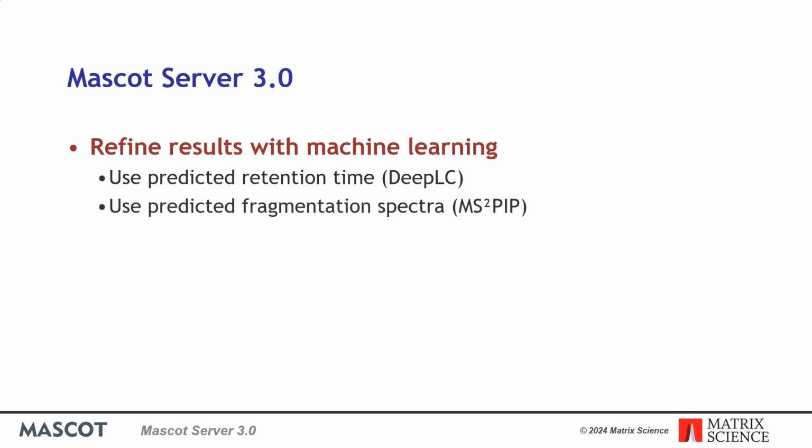Mascot Server 3.0 can also use predicted fragmentation spectra. The correlation between predicted and observed spectrum typically gives a further boost to correct identifications. The predictions are provided by MS²PIP, which is trained on hundreds of thousands of MSMS spectra.